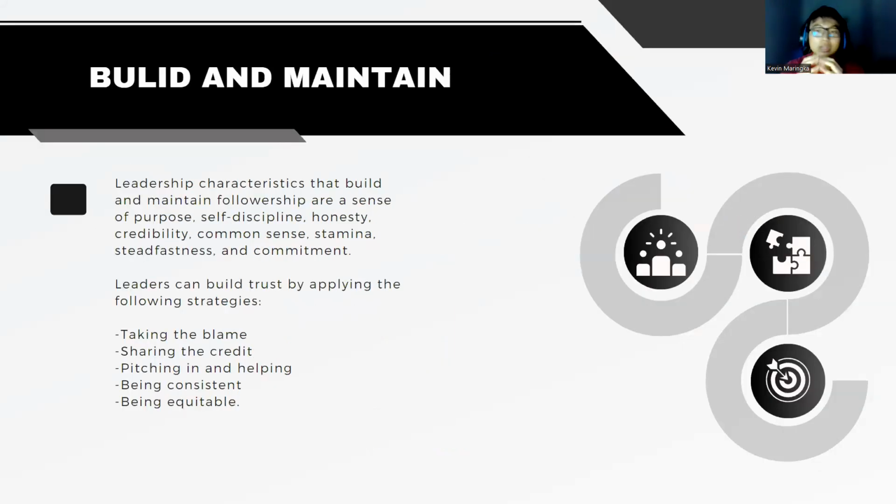Now we're going to talk about how we build and maintain leadership. Characteristics that build and maintain followership are a sense of purpose, self-discipline, honesty, credibility, common sense, stamina, steadfastness, and commitment. Leaders can build trust by applying the following strategies: taking the blame, sharing the credit. Don't be selfish. If an employee did something which benefits the whole team, then we give credit where it's due. Pitching in and helping, being consistent, and being equitable.